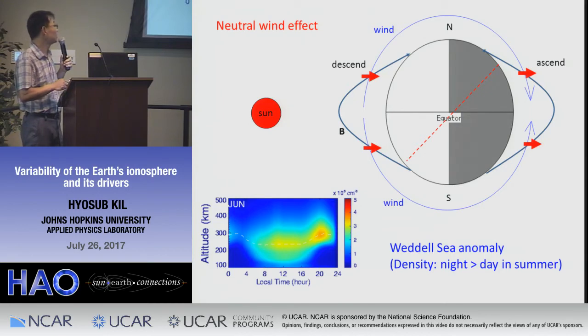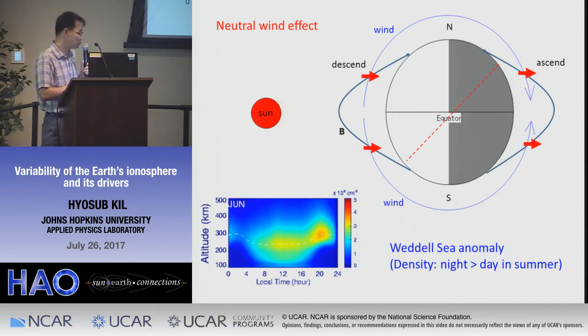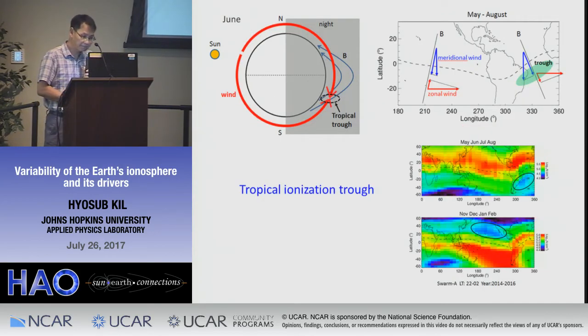Because here, still during daytime, as I showed here, neutral wind pushes down the ionosphere. But at nighttime, neutral wind pushes up the ionosphere, so positive effect. Moreover, in the summertime in the northern hemisphere, sunlight is still making ionization, so the plasma density can be higher during nighttime than in daytime. So this may explain the Weddell Sea Anomaly phenomena.